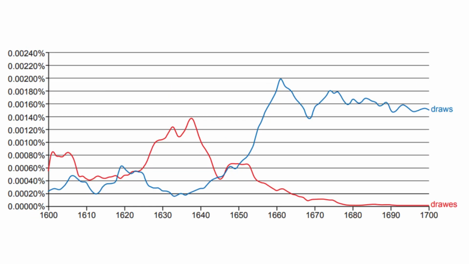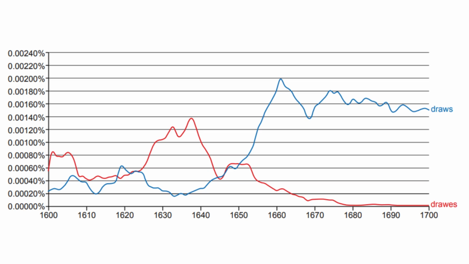Now this graph is representing the frequency of the words draws and drawes, DRAWS and DRAWES, over time, spanning from 1600 to 1700. The blue line representing DRAWS shows a significant rise in frequency throughout the 17th century. It starts relatively low in the early 1600s and steadily increases until it peaks around the late 1600s. After that, it maintains a high level of frequency.